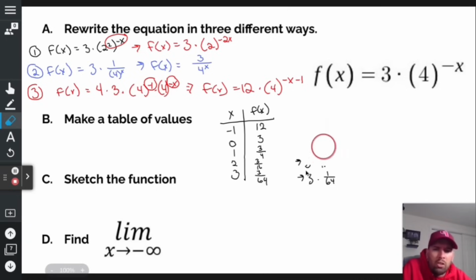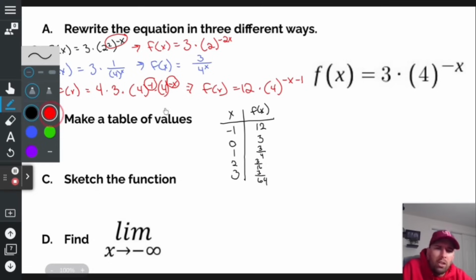So we know what's going to happen, and this takes us to part C, sketch the function. This is exponential decay. Actually, it's not exponential decay. You'll see what it is.